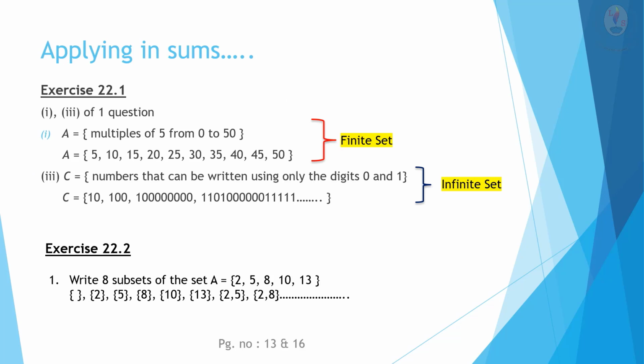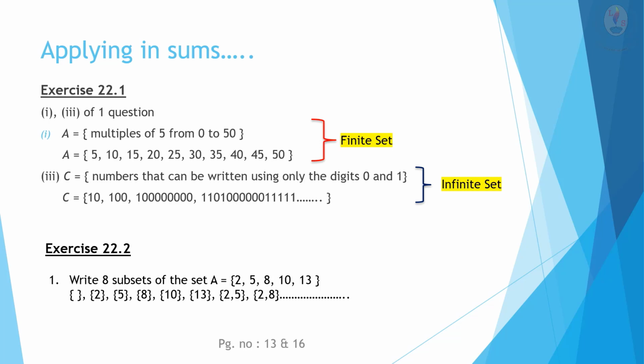Let's see how we apply the things we have done so far in sums. In your textbook, turn to page number 13 and also page number 16. Exercise 22.1. I have taken Roman numeral 1 and Roman numeral 3 from the first question. Roman numeral 1 is set A. It is multiples of 5 from 0 to 50. Here you have to find out whether it's a finite set or an infinite set. What can you say about this set A?